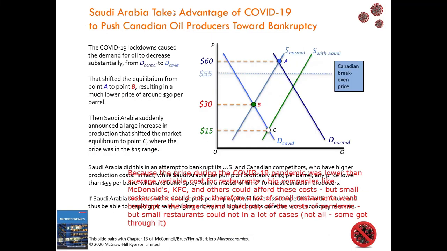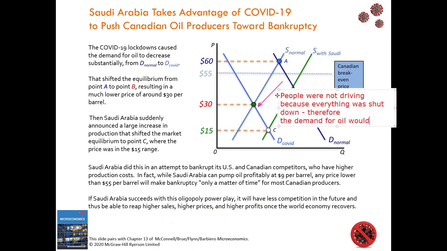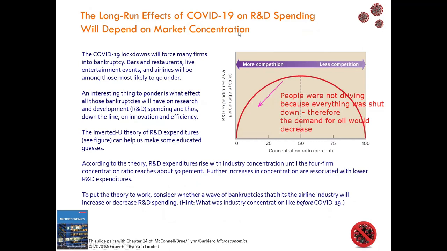And then here, the lockdowns caused oil demand to decrease because people were not driving. So people were not driving because everything was shut down. Therefore, the demand for oil would decrease. And then COVID-19 lockdowns caused bars and restaurants, live entertainment events, and airlines to go bankrupt if they didn't have enough cash to sustain themselves.